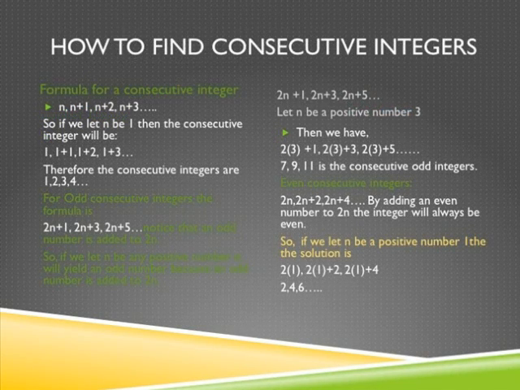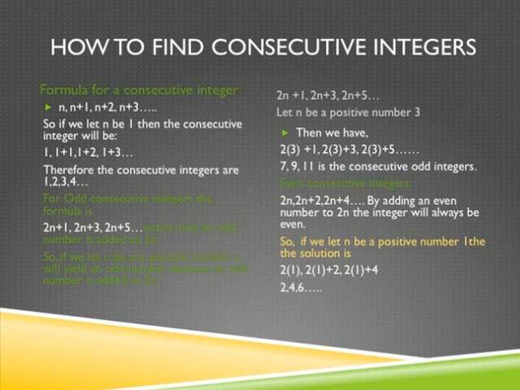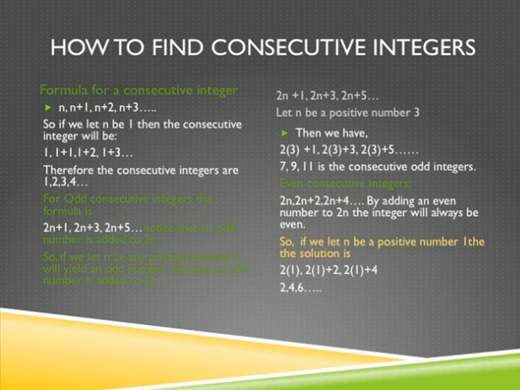Let's look at how to find consecutive integers. The formula for a consecutive integer is n plus 1, n plus 2, n plus 3, and so on. So if we let n be 1, then the consecutive integers will be 1, 1 plus 1, 1 plus 2, and 1 plus 3. Therefore, the consecutive integers are 1, 2, 3, and 4.